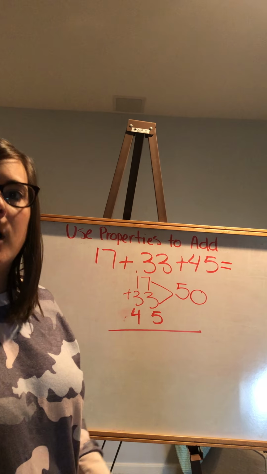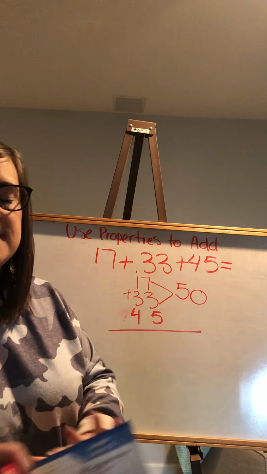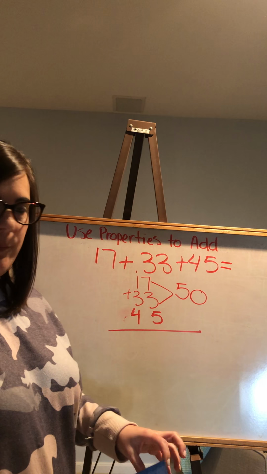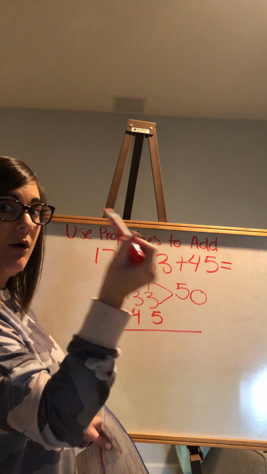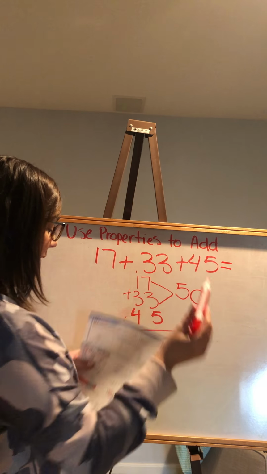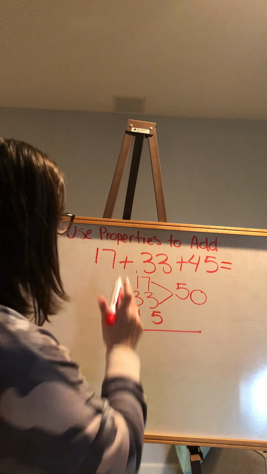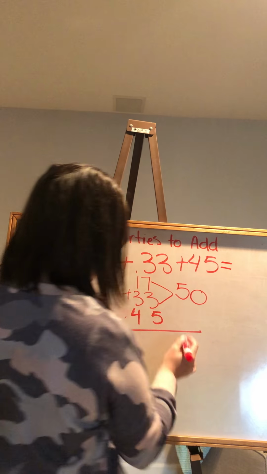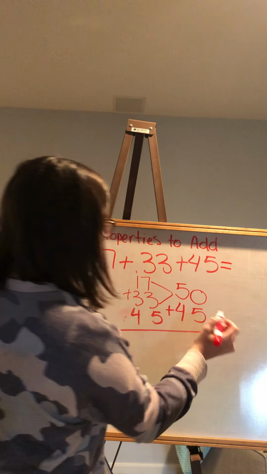We've learned this before, but I know that it's overwhelming. So if you're forgetting what you've learned in the past, that's okay. That's why we're here to help you. So these two numbers we added in our head and we got 50. It makes it way easier to add two numbers instead of 3. So now I have 50 plus 45. Much easier to add.